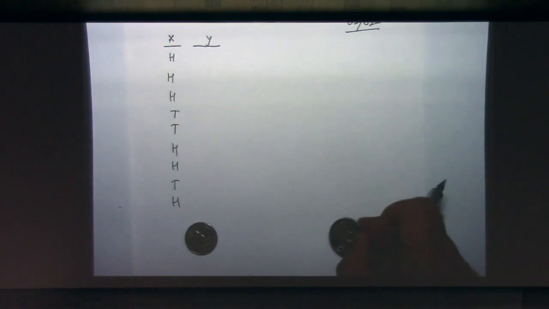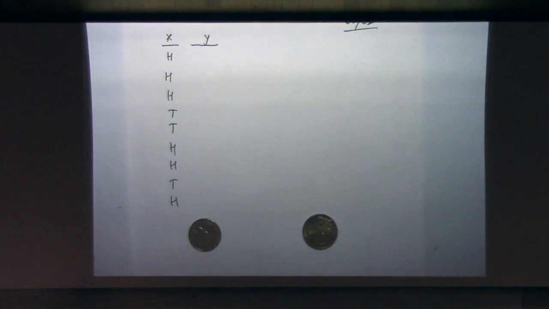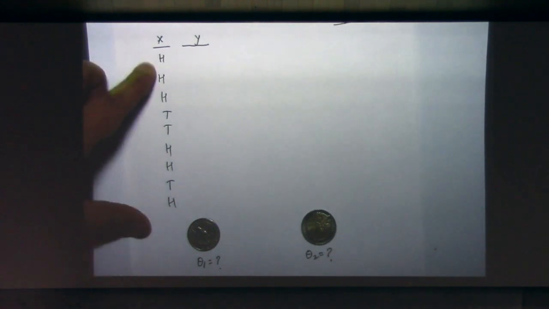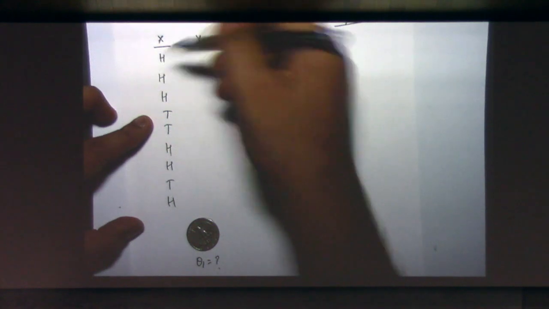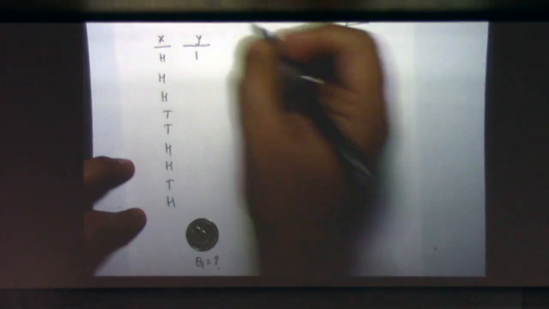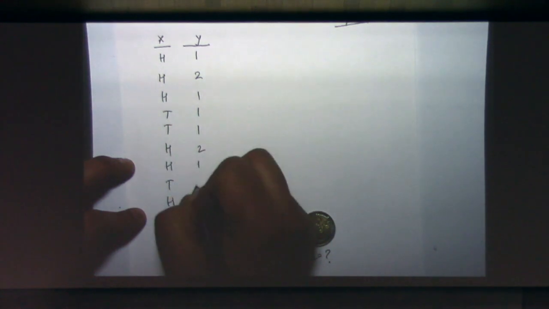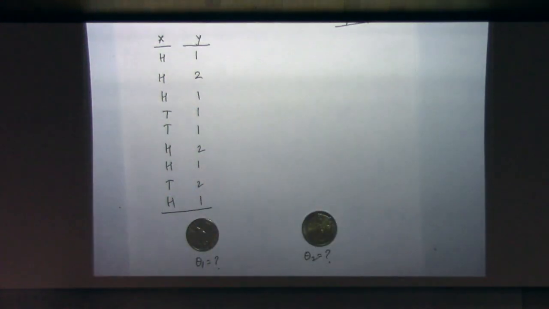One is a quarter and one is some 2 euros coin. We are assuming that they are not fair. That means it's not like both of them have theta equal to half. They both have some theta: theta 1, we don't know what it is, and theta 2, we don't know what it is. What we have is some training data in which we have these observations, and we also have the class, which is which coin it came from. So for this one, it came from coin 1, and this one came from coin 2: coin 1, 1, 1, 2, 1, 2, 1. So let's say we have some data like this.